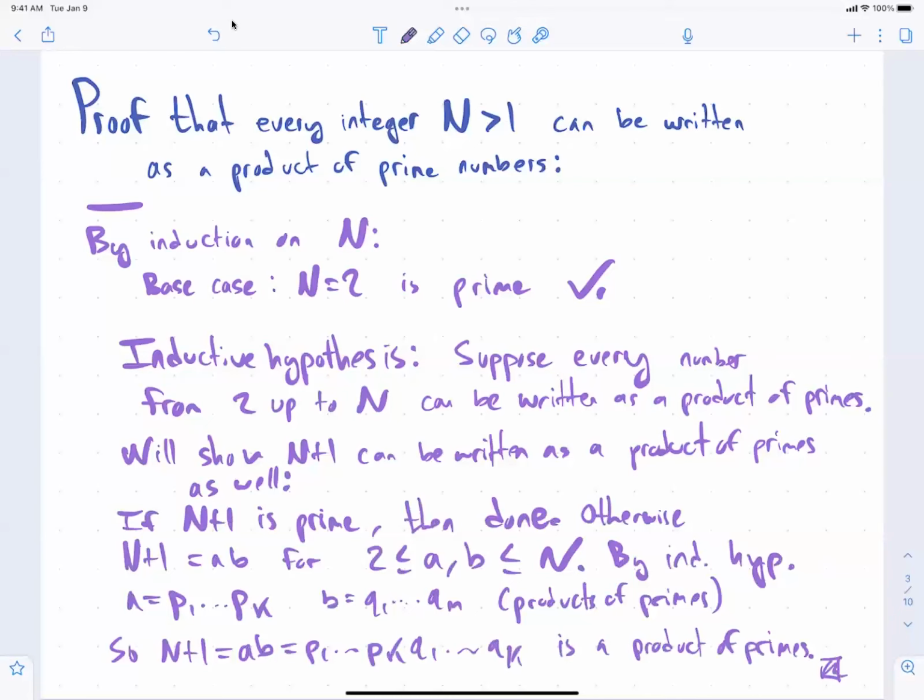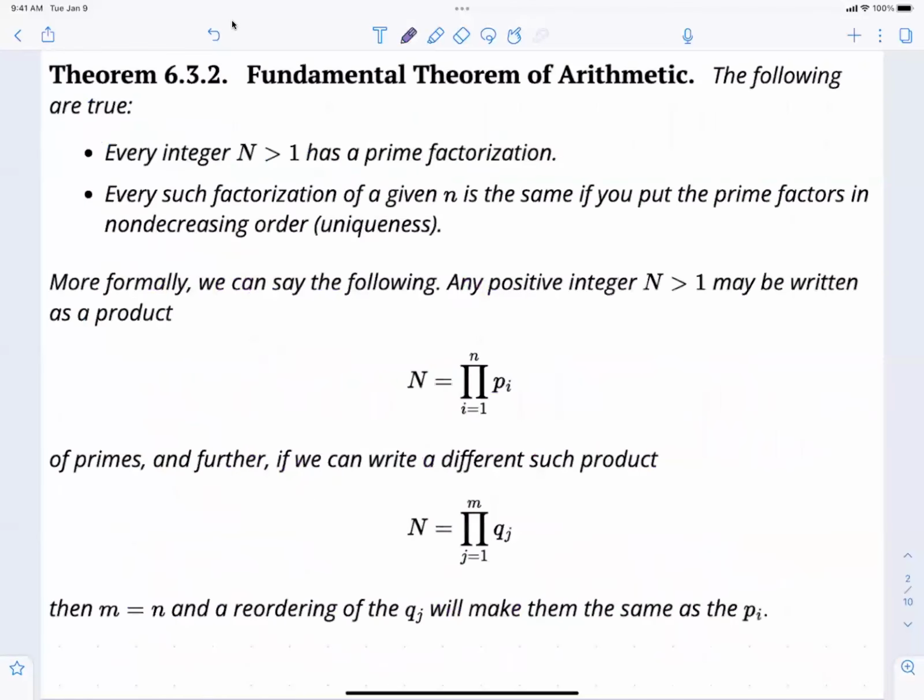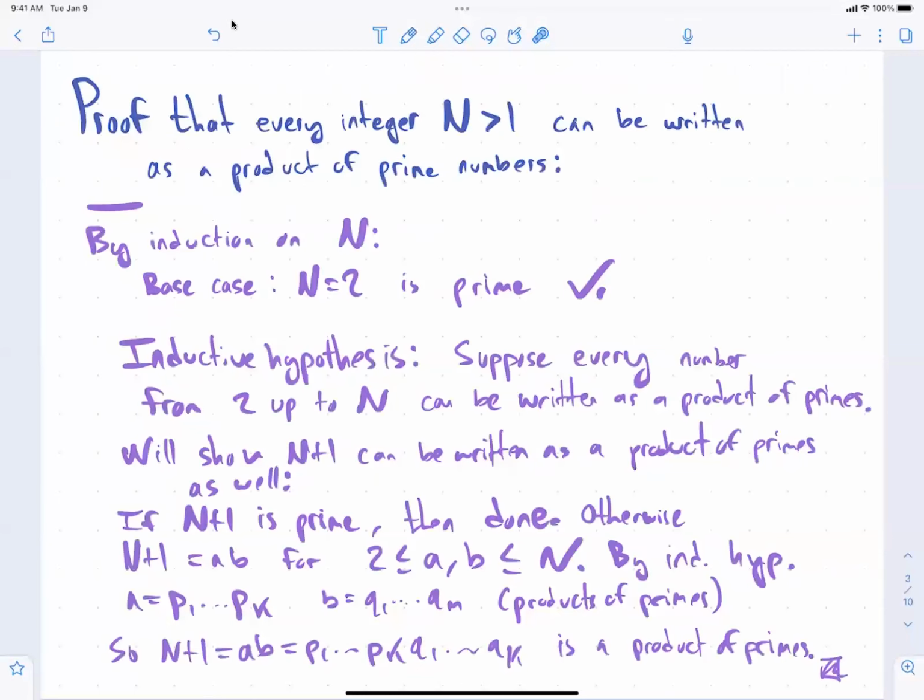So we've shown by induction on n, using this stronger form of induction, that every number is a product of prime numbers. Okay, good. So going back to the statement, we've shown that every integer n greater than 1 has a prime factorization. Again, the more interesting thing is the second part, that these prime factorizations are unique. So there's not two different ways, except for reordering the factors, to write n as a product of prime numbers. Okay, so let's see how we do that.